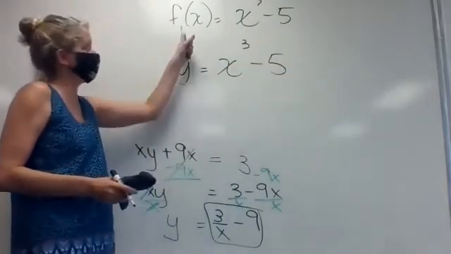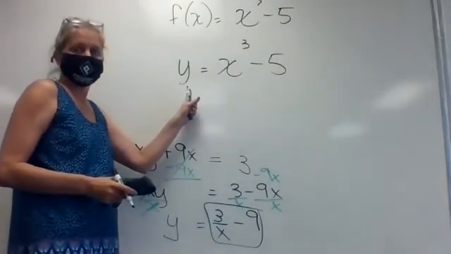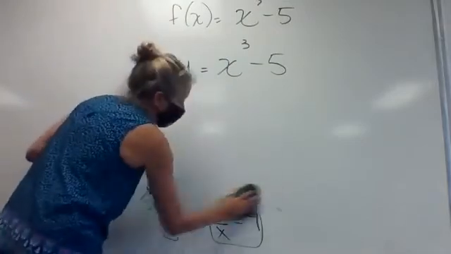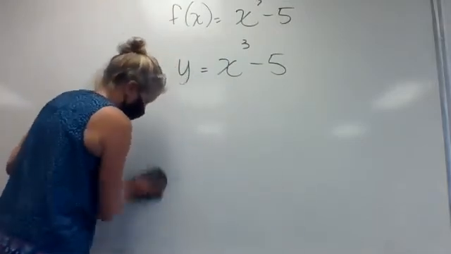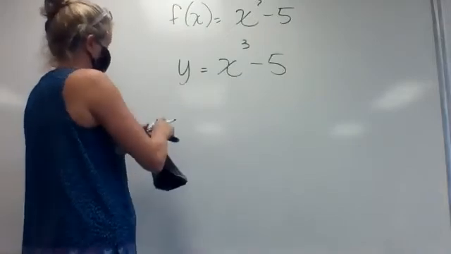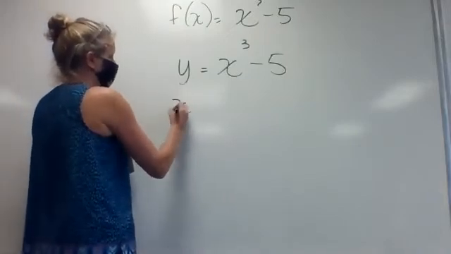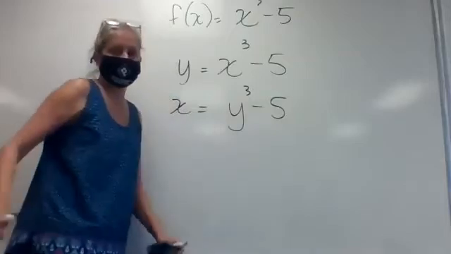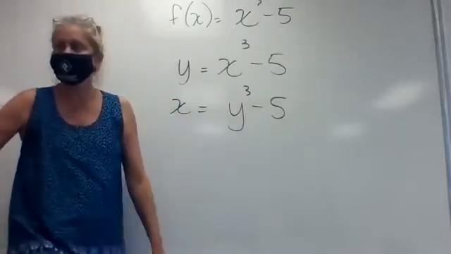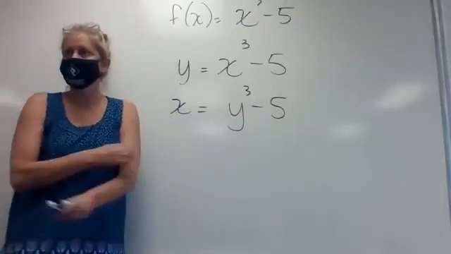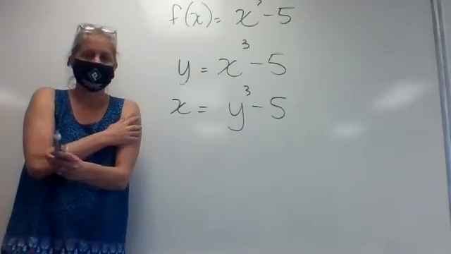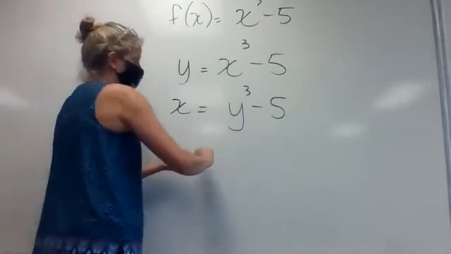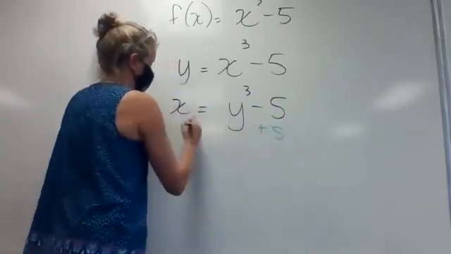So the first step is just to rewrite it as y equals x cubed minus 5. Then I'm going to solve, oh, excuse me, I got to interchange, flip-flop first. So x equals y to the third minus 5. Solve for your new y. Get rid of that minus 5 with a plus 5.